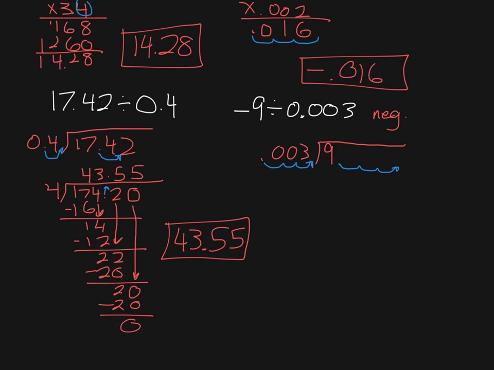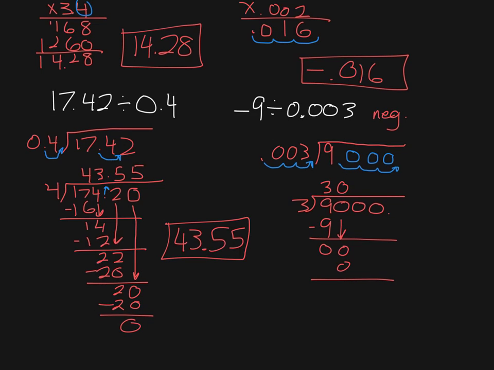Now in those empty spaces, I have to fill in zeros. So this really becomes 9,000 divided by 3, and we have our decimal point here. So 3 goes into 9 3 times. 3 times 3 is 9. We subtract, we get 0. Bring down a 0. 3 goes into 0 0 times, but 0 times 3 is 0. We subtract, we get 0.